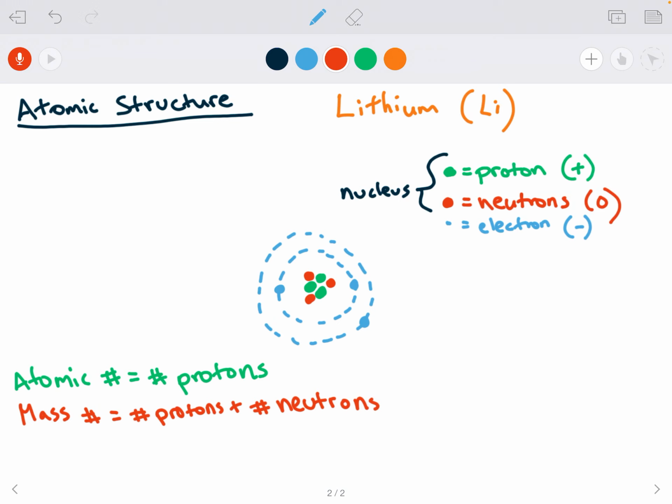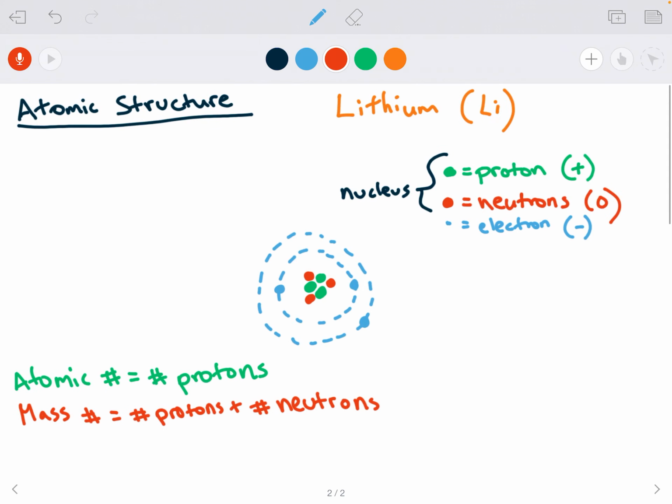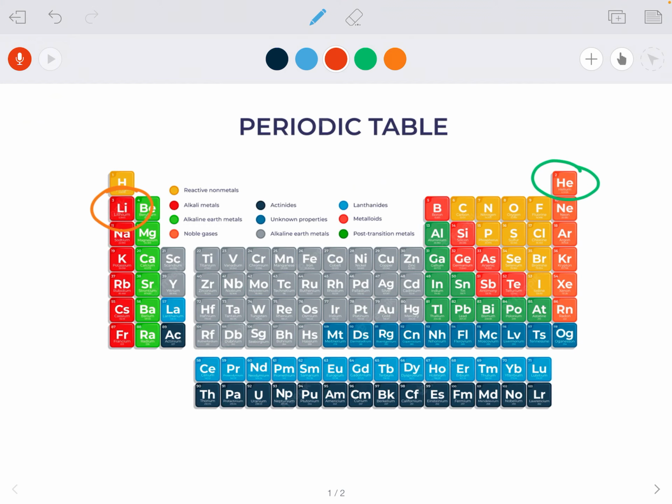But the last thing on this page I want to mention is that in elemental form, so like it shows on the periodic table, the number of protons you have equals the number of electrons, because these elements are all uncharged. Since they don't have a charge, but protons and electrons are each charged, the number of protons has to match the number of electrons.